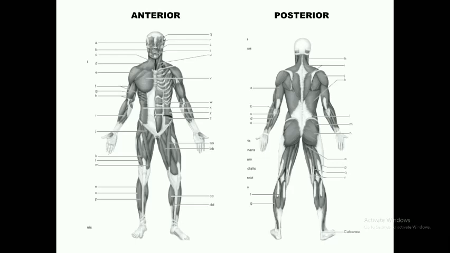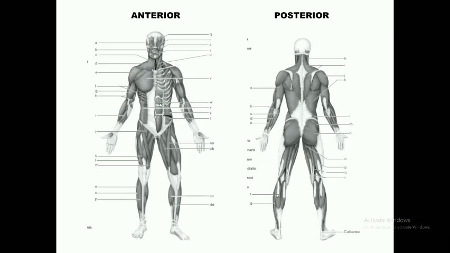Number 9, rectus femoris is located here. That is our rectus femoris in our leg area. So number 9, answer is K. Number 10, rectus abdominis. So here is our rectus abdominis. It is located in the abdominal area. So answer is W.